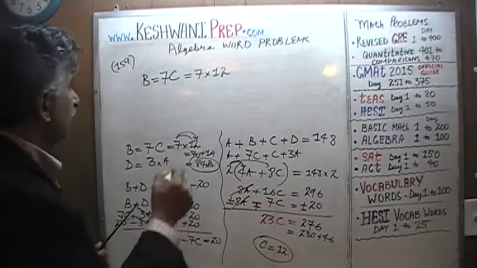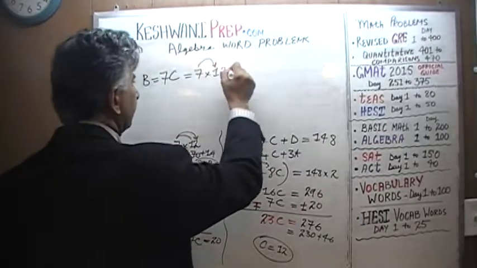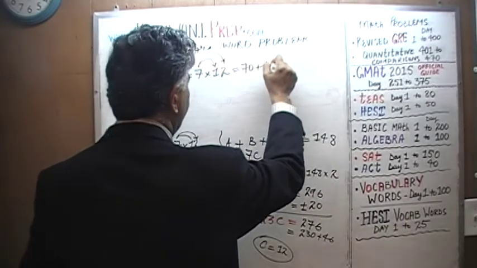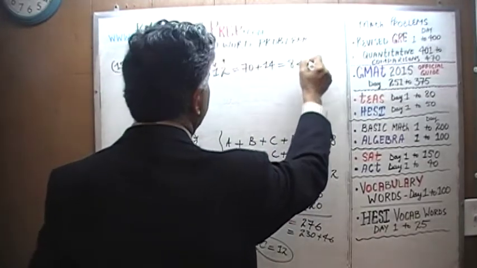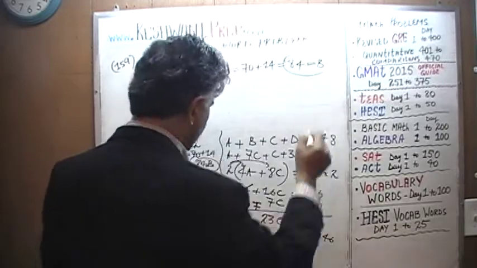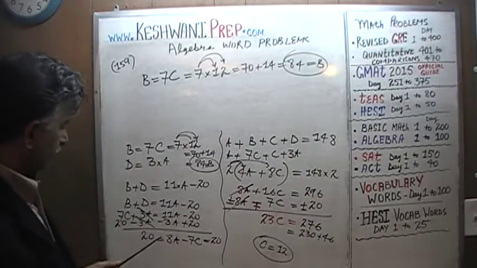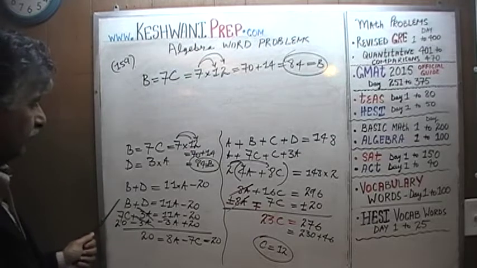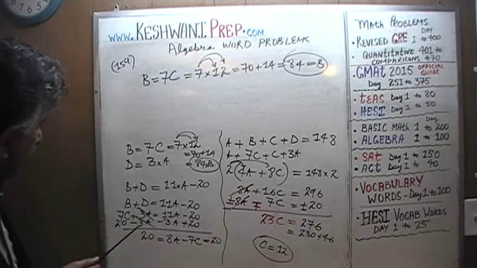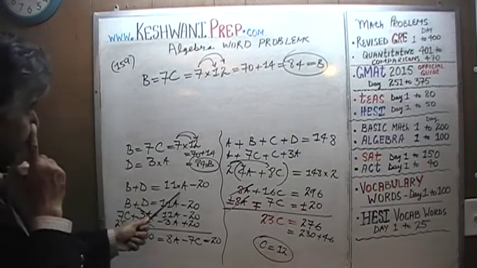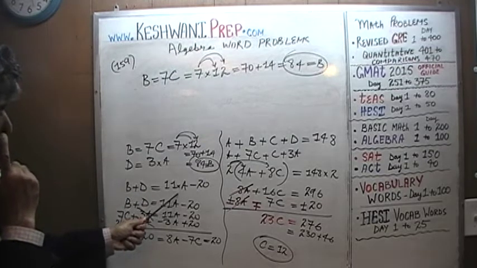And how much is 7 times 12? I don't remember how much 7 times 12 is. 7 times 10 is 70 and 7 times 2 is 14. It must be 84. So that's our B. We already have C. Let's work on D. B plus D right here. Is there a simpler equation? This equation I'm going to work with, but this equation has A in it and we haven't figured out A yet.